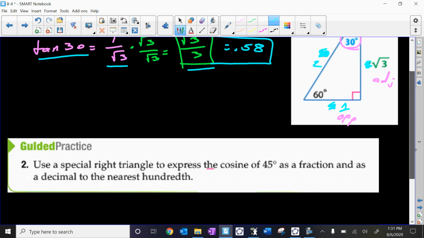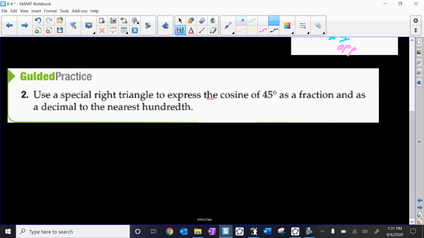Down at the bottom, they do one that uses your 45, 45, 90 degree triangle. Remember, your legs were congruent, so I'm just going to call those 1. And then to go from a leg to the hypotenuse, we multiply by the square root of 2. So your hypotenuse is just square root of 2.